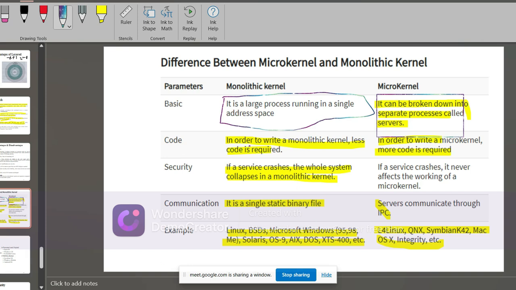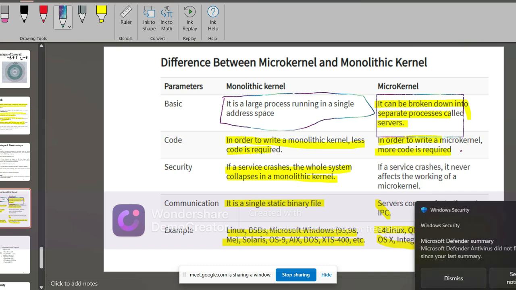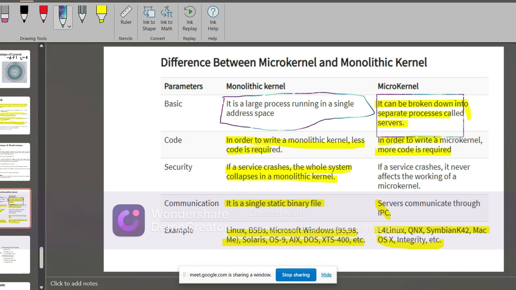Code. If you are talking about code, to write a monolithic kernel, less code is required because the maximum part is available in the kernel. But in a microkernel, more code is required because a few things are available in user space, such as file management and IO management. For management of this file and IO, more code is required.